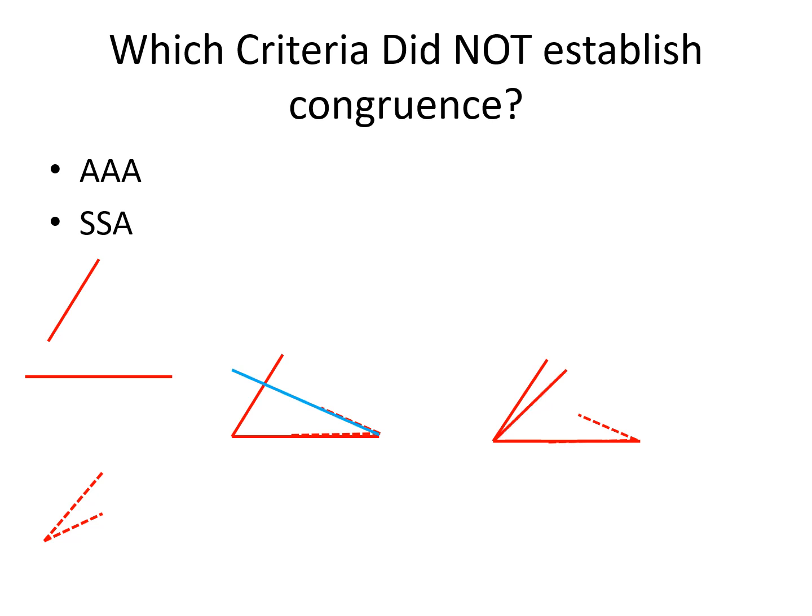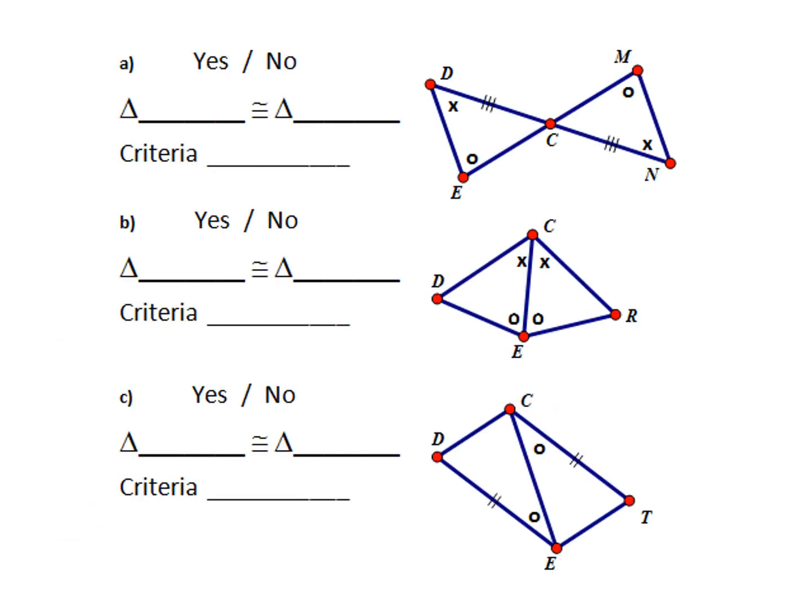However, I could also move that other red side down and meet there, and if you'll notice, that also creates a triangle. So I'm making two different triangles out of the same three pieces, two sides and an angle, and because of that, this does not say that they are congruent because I could make two different triangles. All right, now we're going to go through and actually test some of this criteria.